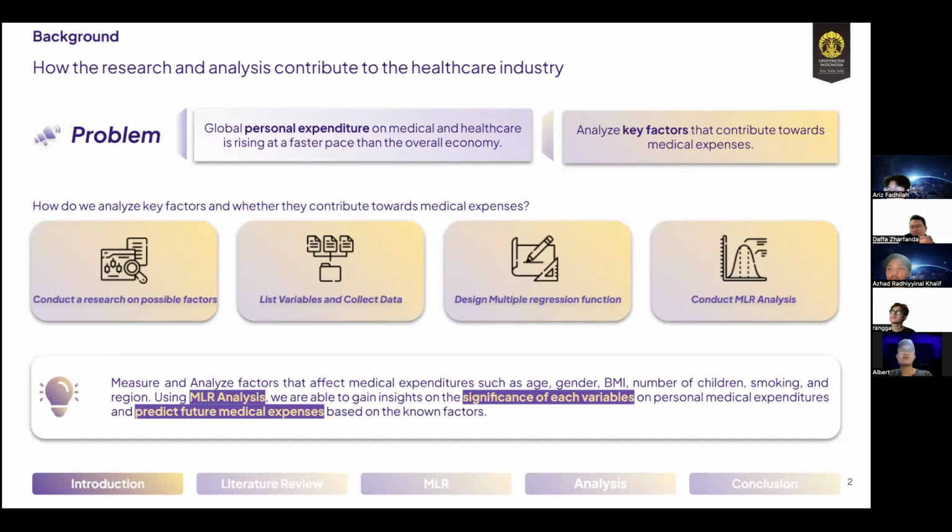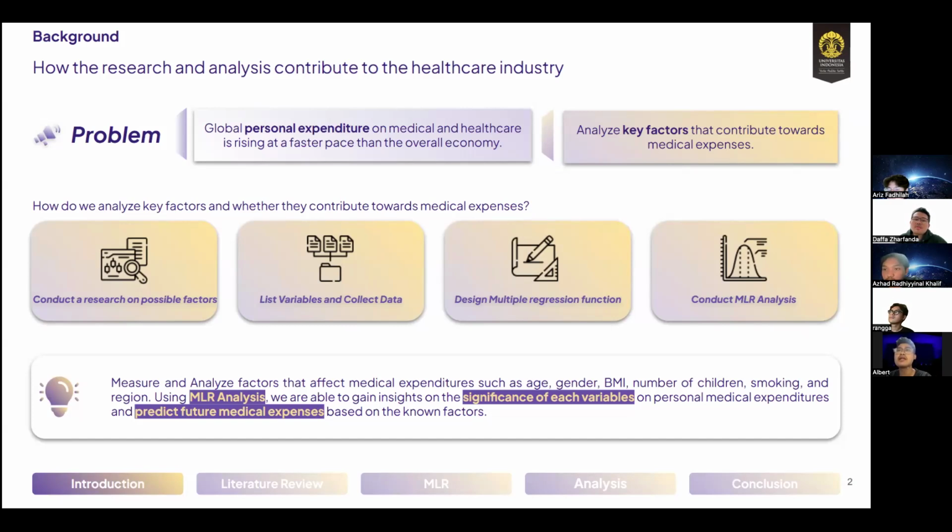So this is how we conduct the research and analysis regarding factors that contribute to the healthcare industry. The problem is the global expenditure on medical and healthcare is rising at a faster pace, and so we need to analyze key factors that contribute towards medical expenses.